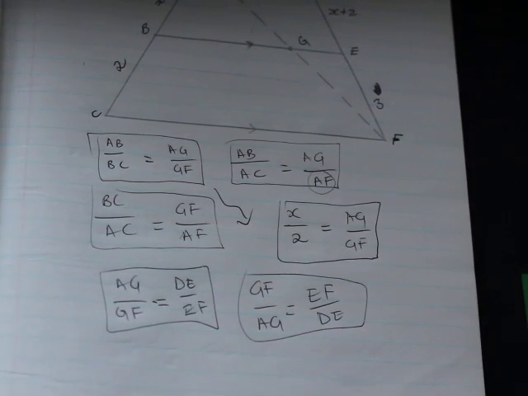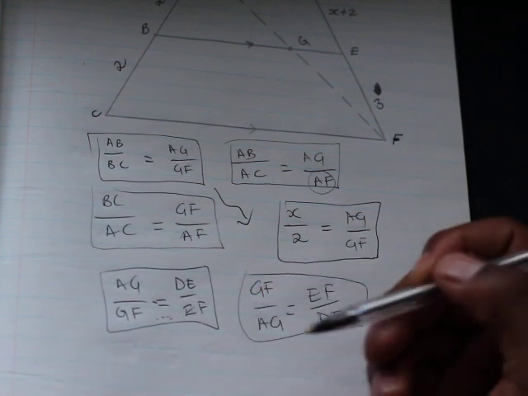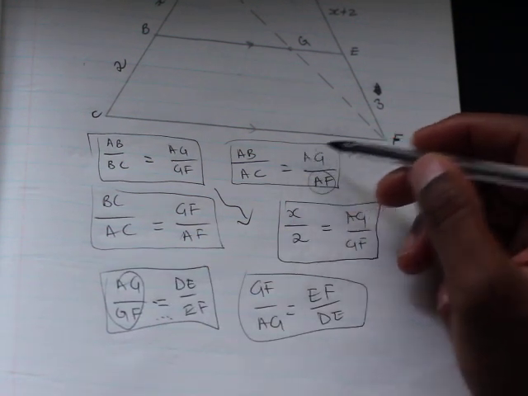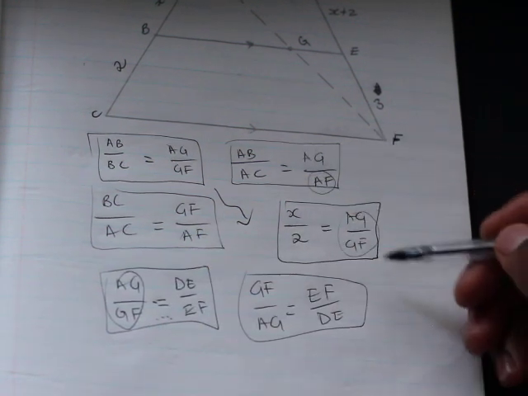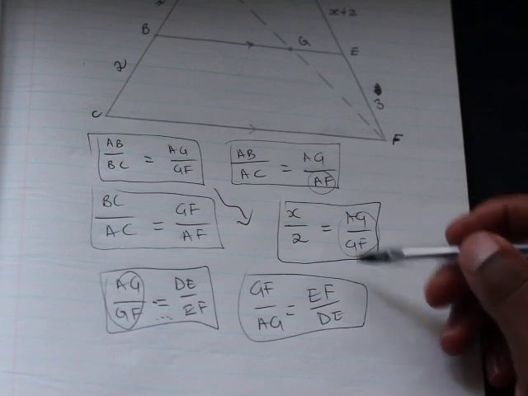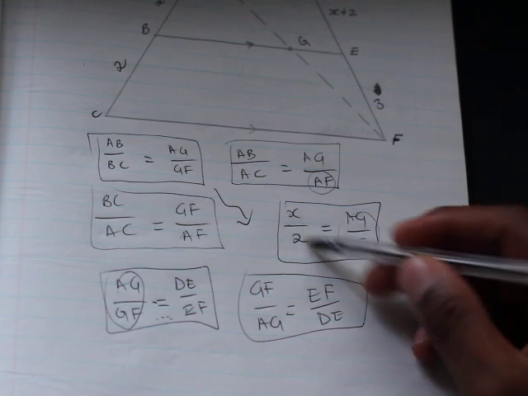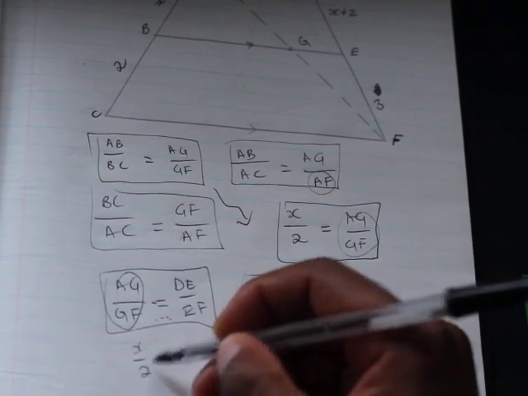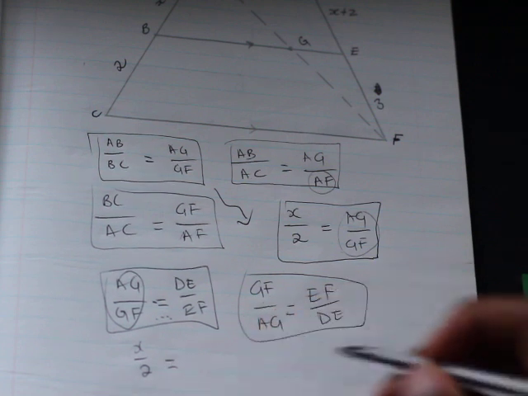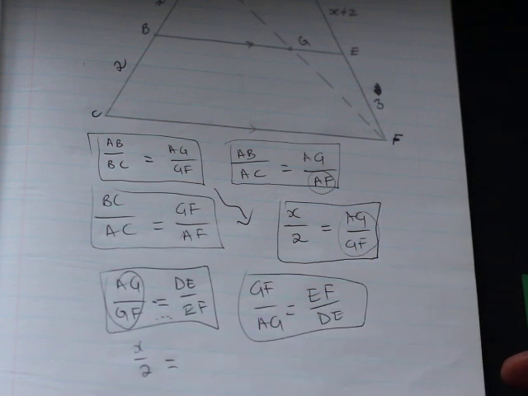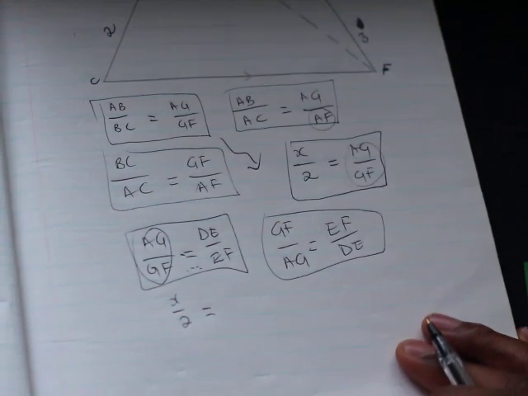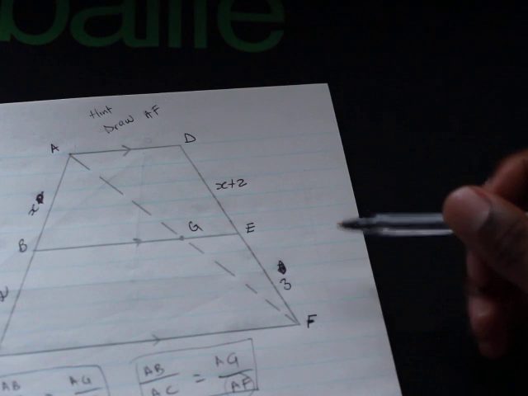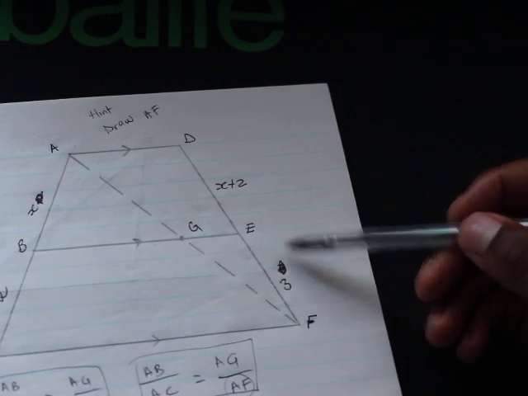So let's focus on this because this is actually common. You can see that we've got AG over GF over there, which is equal to what? X over 2. So here we can simply put X over 2 for AG over GF. And then what is DE and EF? Let's go back and find out. DE is X plus 2, EF is 3.